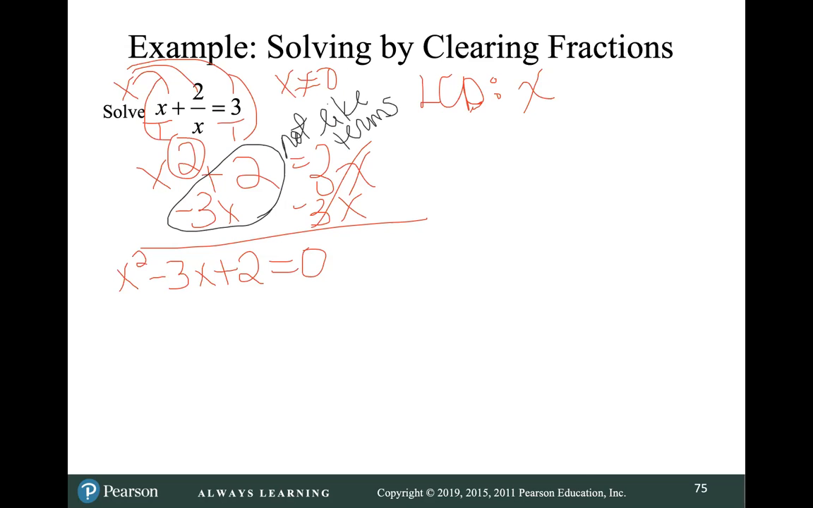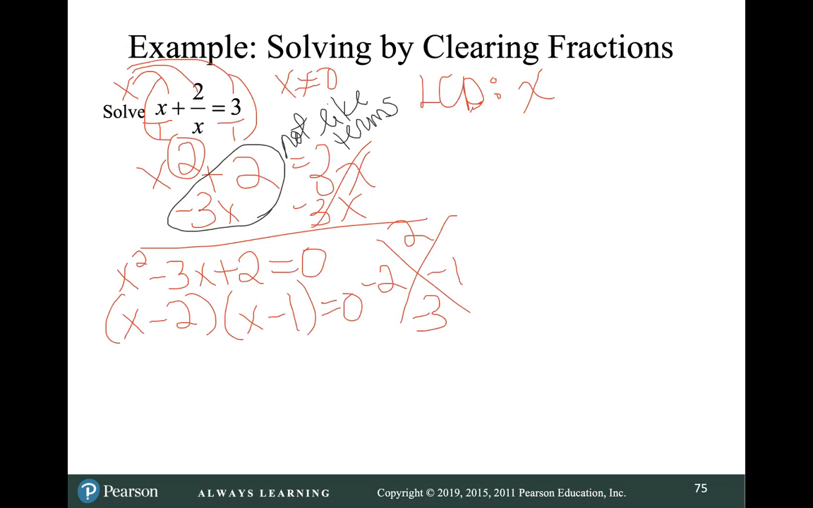Okay, continuing on to factor this, two numbers that multiply to 2 and add to -3 are 2 and 1. They both have to be negative. So this is x minus 2 times x minus 1 equals 0. I'm just going to double check. I foiled it. It works. The zero product property says then x equals 2 and x equals 1.